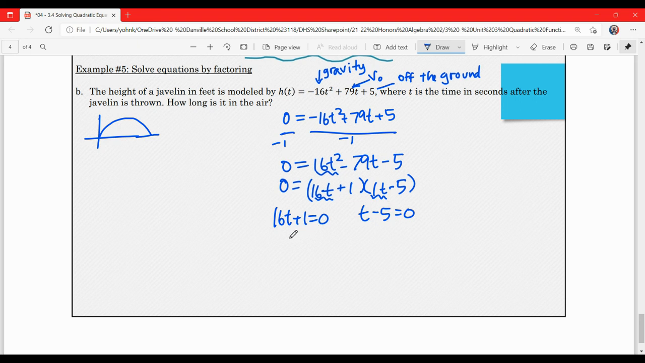Okay, the one on the left, I'm going to minus 1 to both sides. So 16t equals negative 1. Divide by 16, t equals negative 1/16. Well, that doesn't make any sense because time has to be positive, so we're going to forget about that one. If I add 5 to both sides, I get t equals 5. Ooh, that's positive. 5 seconds.